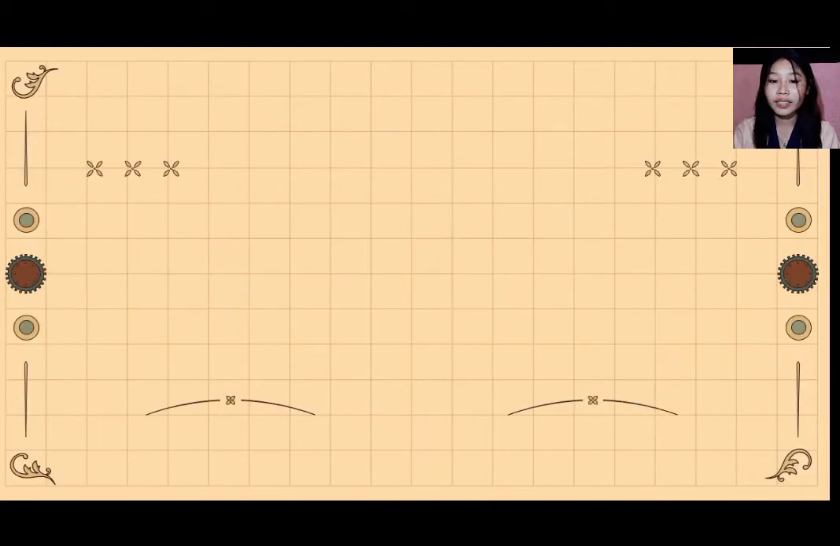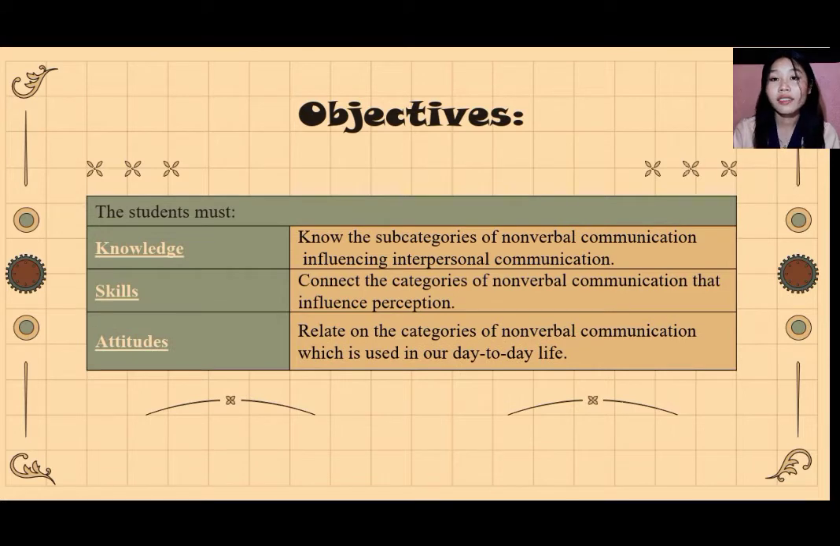And I have constructed these objectives to guide us all throughout the lesson. First, we have the knowledge. The student must know the subcategories of nonverbal communication influencing interpersonal communication. Then we have the skills, where the student must connect the categories of nonverbal communication that influence perception. Then we have the attitudes. The student must relate to the categories of nonverbal communication which are used in our day-to-day life.